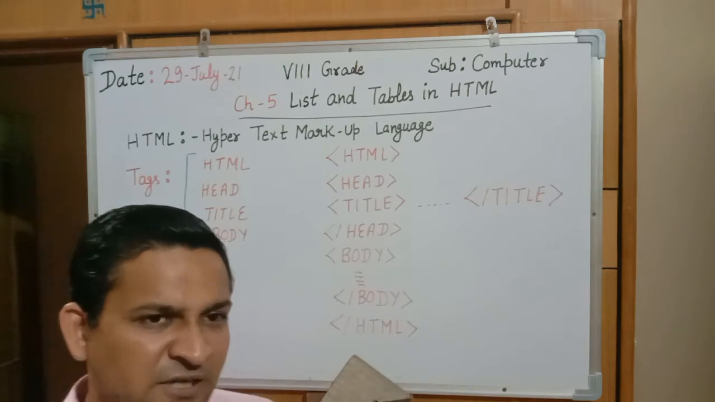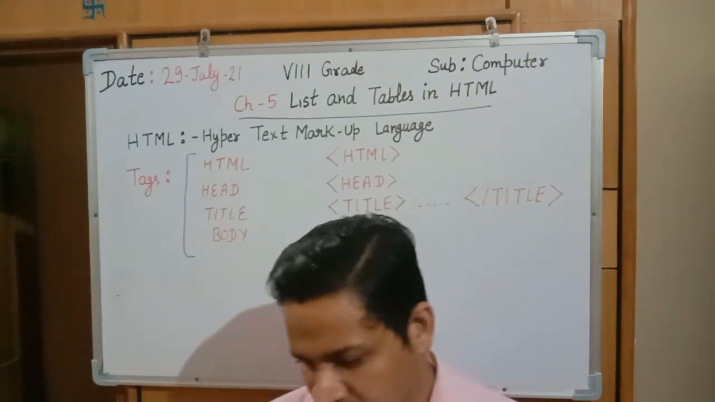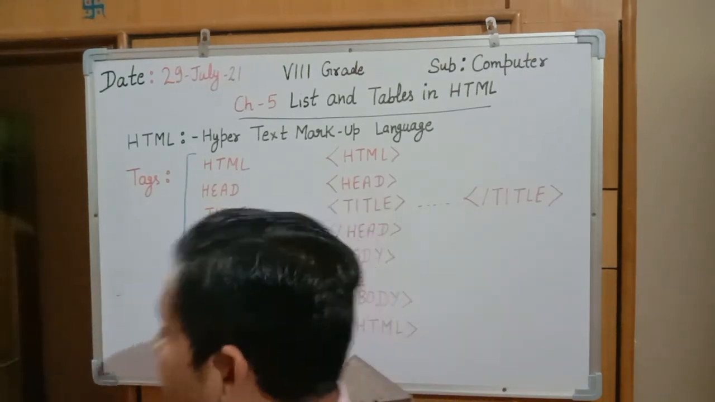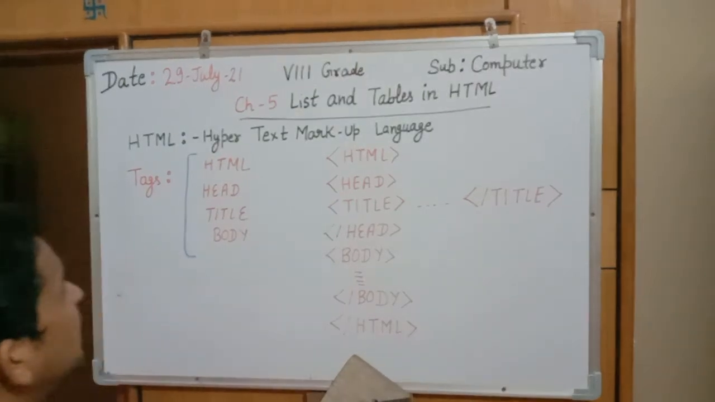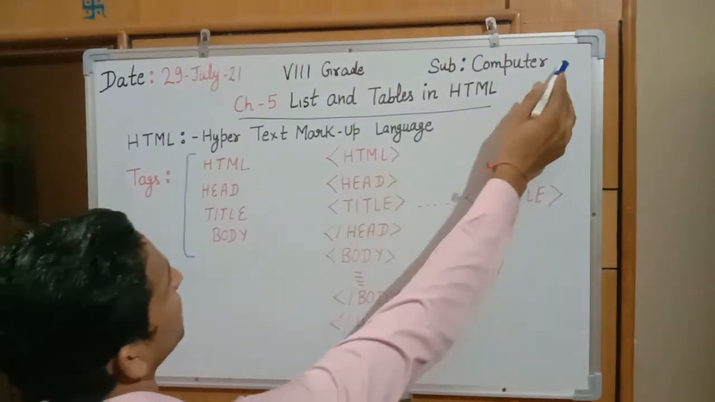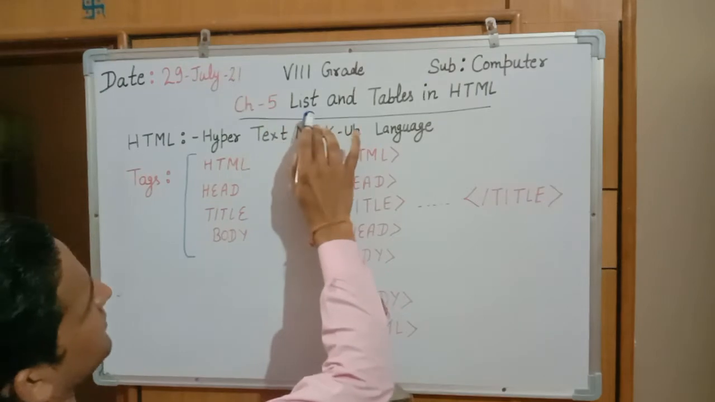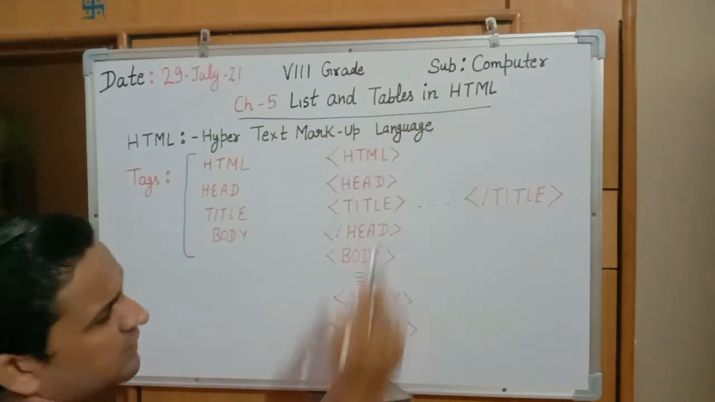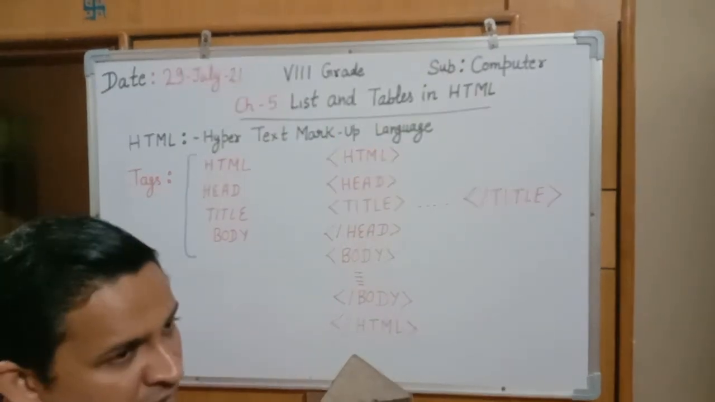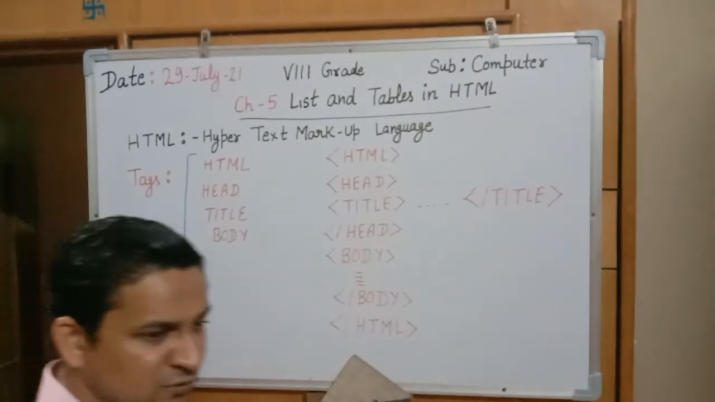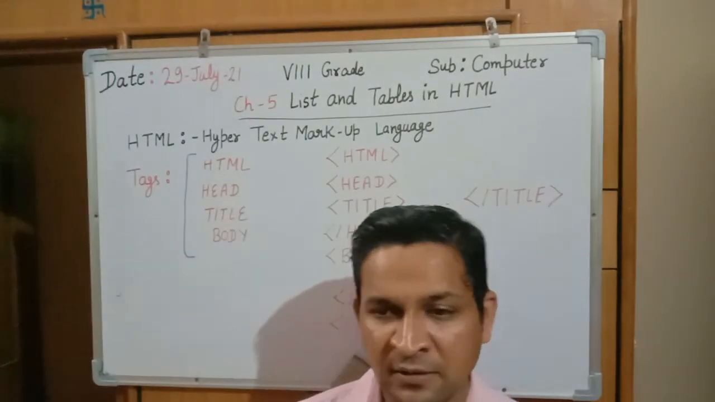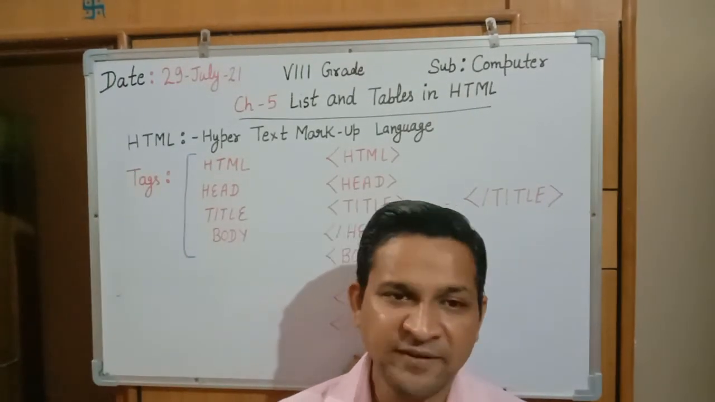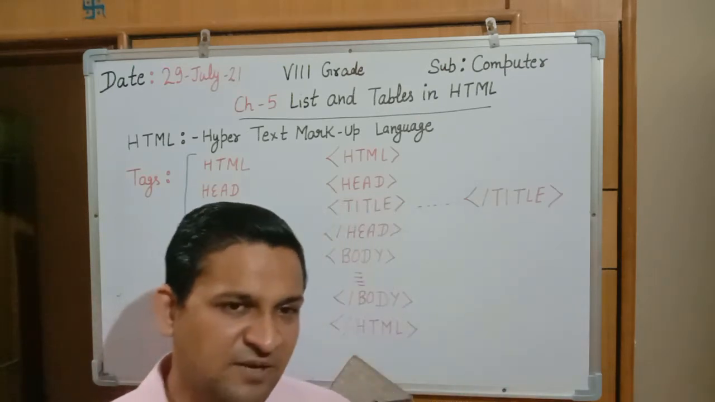8th graders, in the last session we studied chapter 4. Today we are going to discuss chapter 5, which is related to the computer subject. Chapter 5 is named Lists and Tables in HTML. Before discussing the concept of lists and tables in HTML, at the start we need to discuss what HTML is.